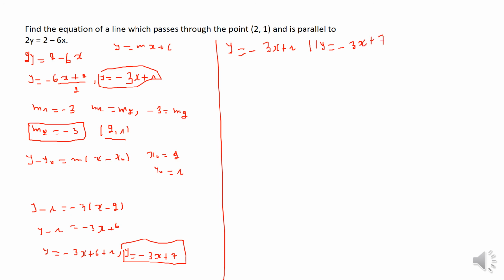Here m1 is equal to negative 3, while m2 is equal to negative 3, so m1 is equal to m2, and you conclude that the two equations of line are parallel.